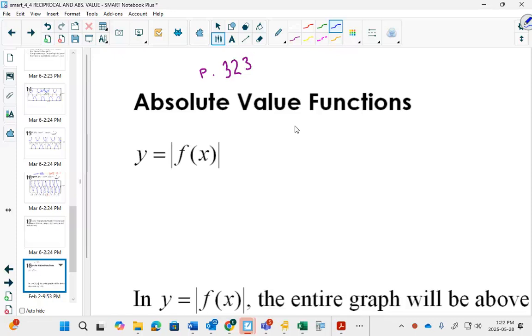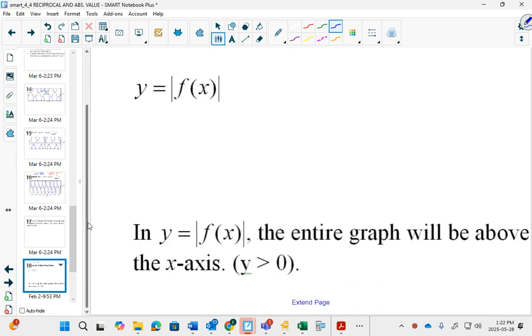If you can graph f of x, you can graph the absolute value of f of x. And all this will do is, in the absolute value of f of x, all you're doing is making everything positive, because that's what an absolute value does. So it will take all the negative parts of a graph and flip them over the x-axis.